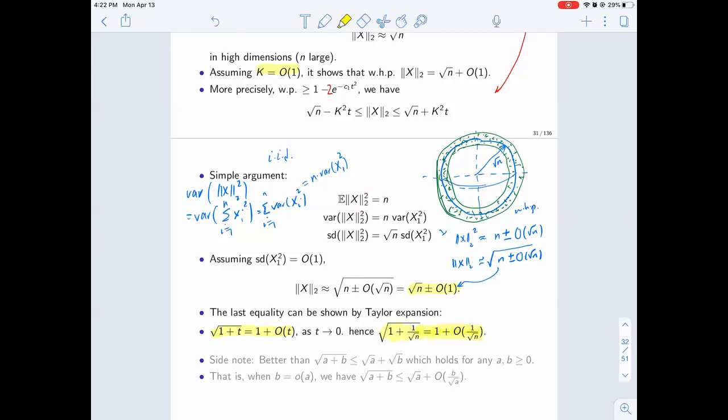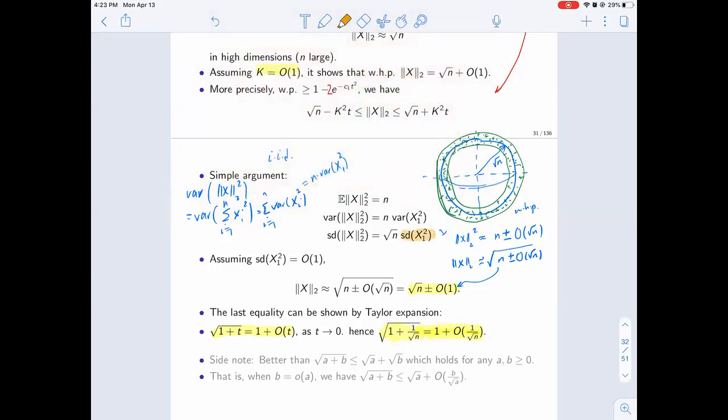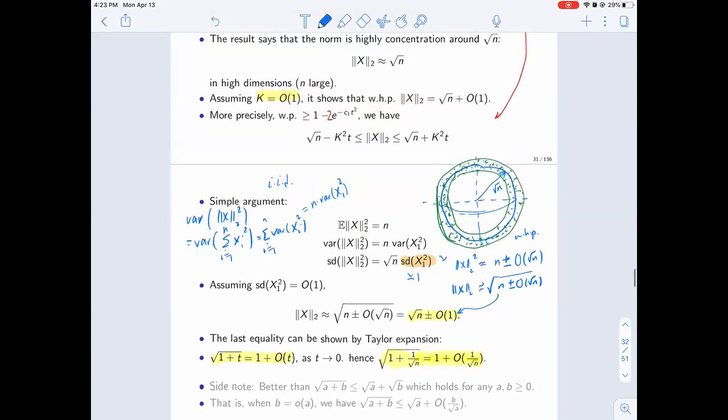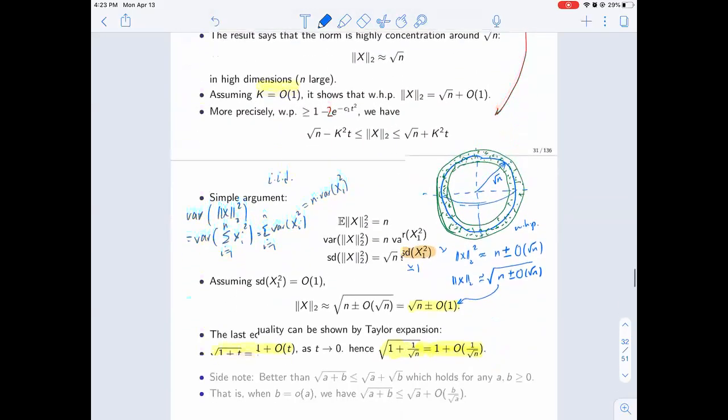So one question, are you assuming that SD of X1 squared is constant? Yes, I'm basically assuming this thing is order 1. Yeah, this is also assuming the IID property, but you don't need the IID fact to go through the argument. But this is just for you to know.